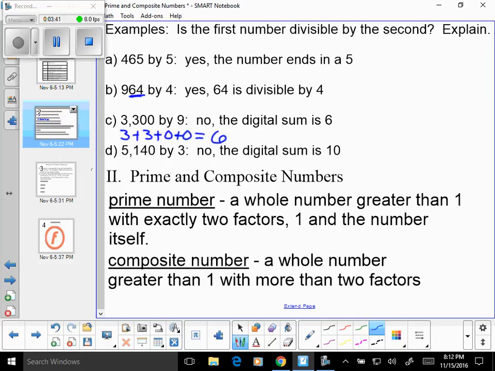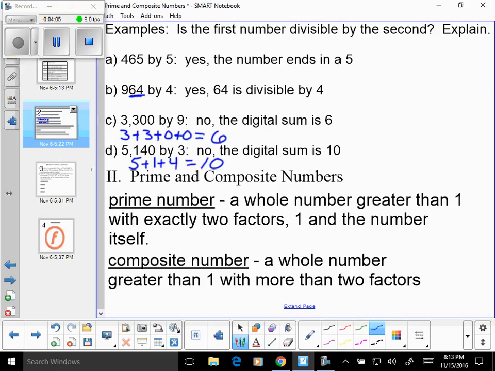In D, here again, we're going to be testing for that digital sum. So I take 5 plus 1 plus 4. A lot of people skip the 0 because it's not going to change anything. So I would too. And you're going to get a 10. 3 does not go into 10 evenly. So therefore, 5,140 cannot be divisible by 3.